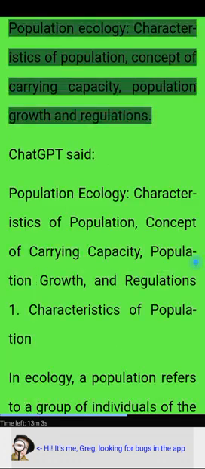You said. Population ecology. Characteristics of population. Concept of carrying capacity. Population growth and regulations.